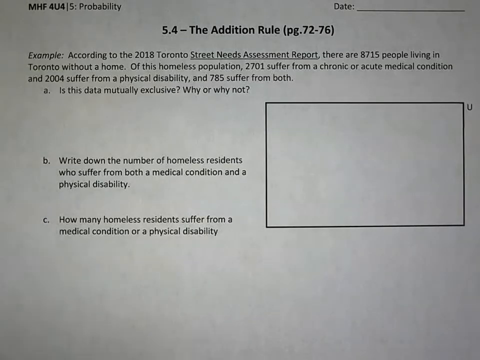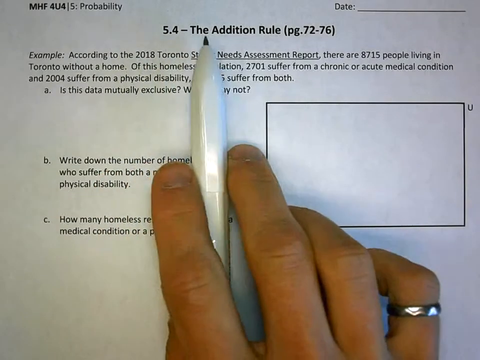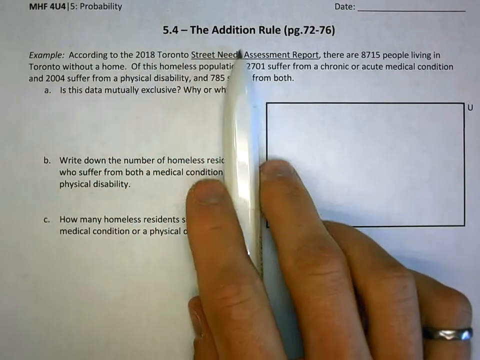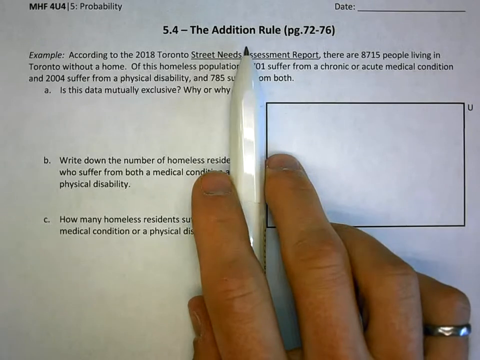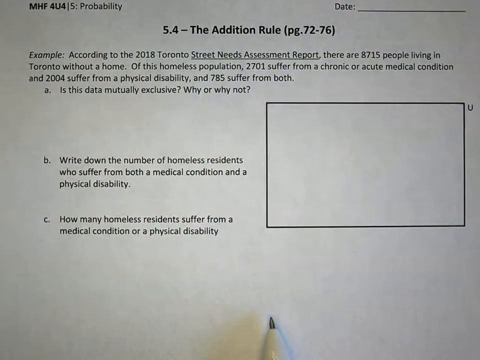Hello, Mr. Colati here. Today we are going to continue our study of probability by looking at the addition rule, which is a bit of a shortcut for solving a probability question. We're going to build the addition rule using some Venn diagrams and a few examples.